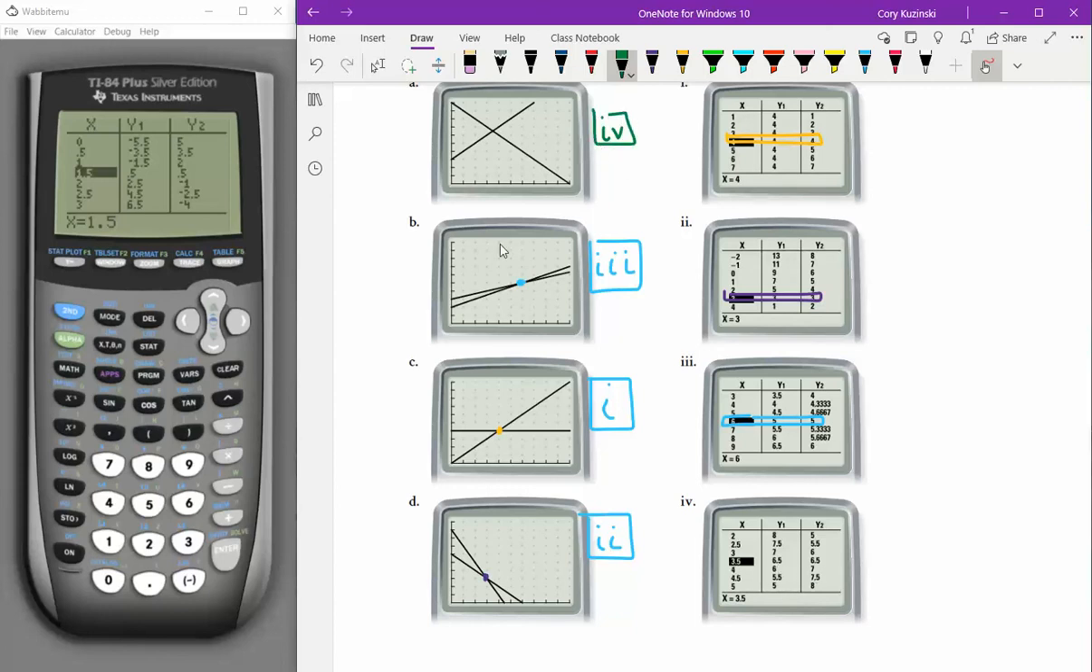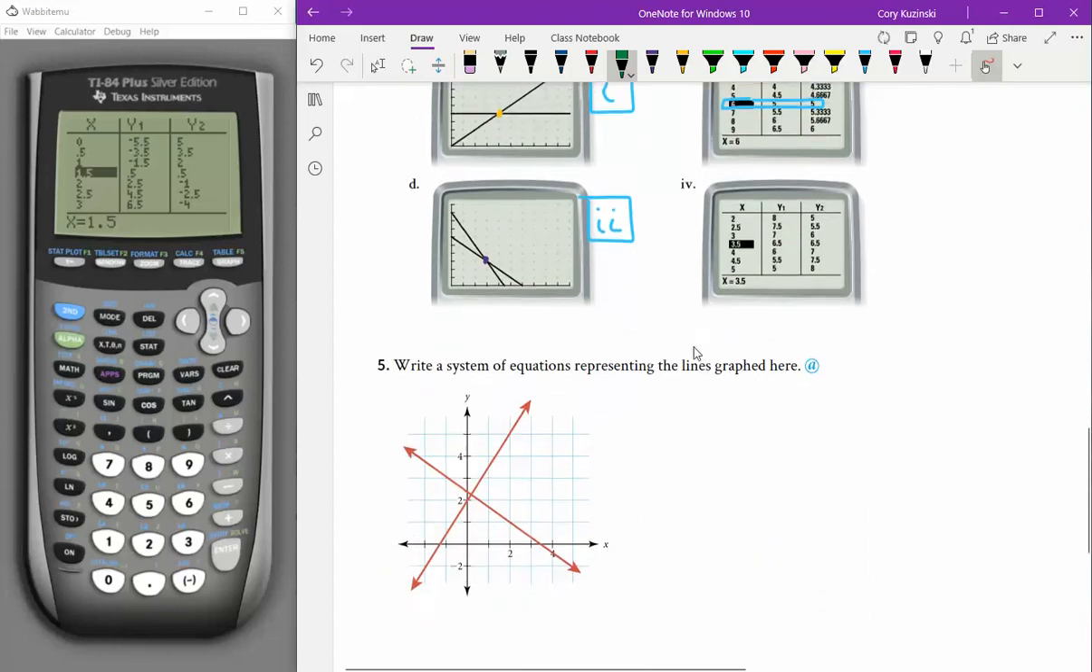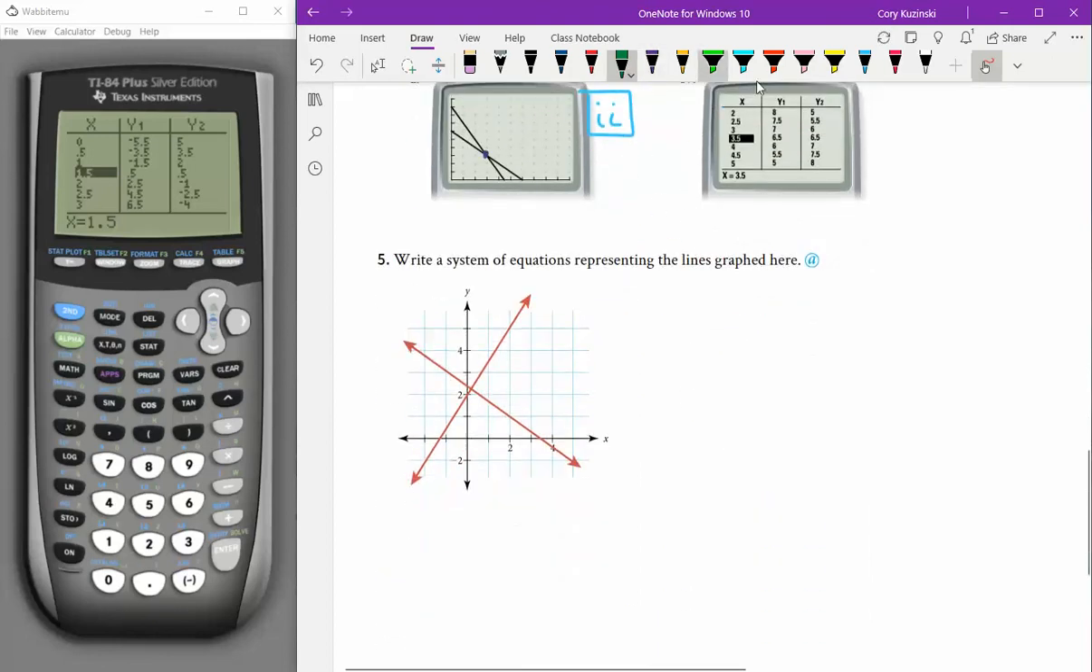We can see 3.5, 6.5, 1, 2, 3, 3.5, and that's 6.5 up right there. You can also see the values of Y1 are going down, the values of Y2 are going up. So, all right, write a system of equations for this one.